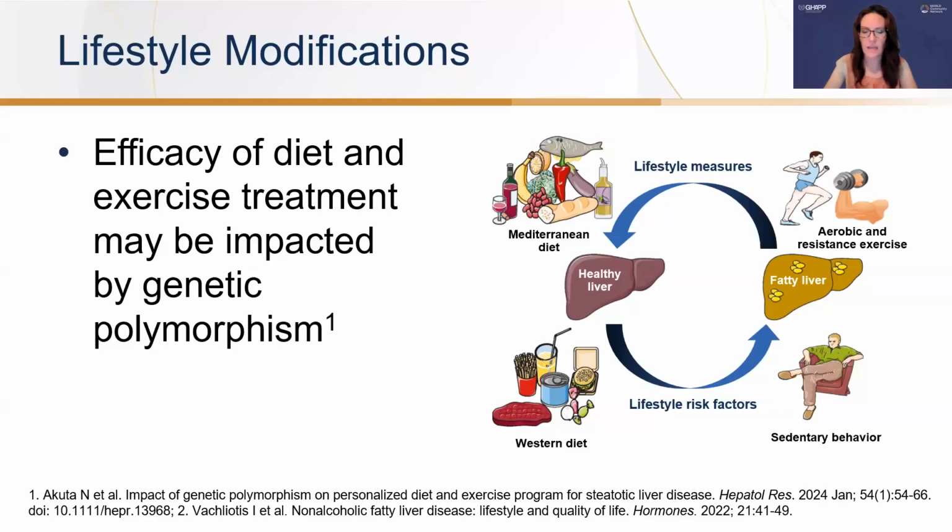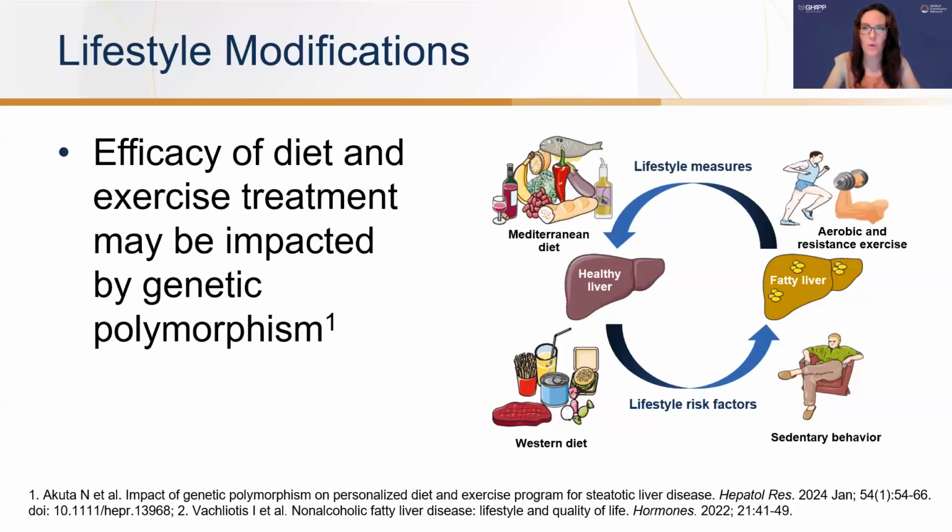For example, on that slide, the PNPLA3 gene, we know that's associated with having higher liver fat content, greater progression to MASH, and a reduced response to standard lifestyle interventions. And so I think it's important to know that because although it's really important to talk about these lifestyle factors, it's not the only thing that's going on here.